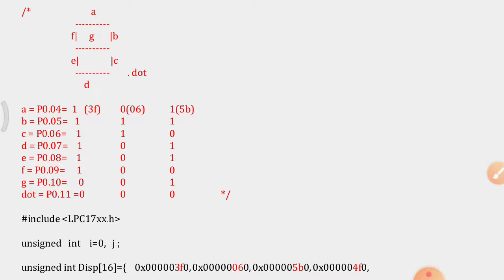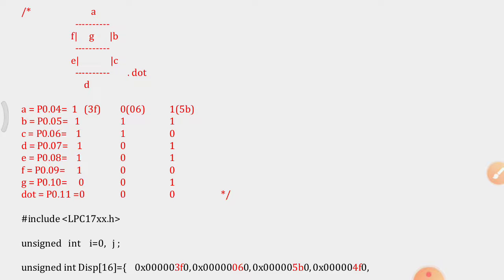To display 0, except G, we have to switch on all these pins: A, B, C, D, E, F. For that the binary number is going to be 0. The DP is always 0 here, by making P0.11 equal to 0 always. So G is equal to 0, P0.10 equal to 0 and the rest are all high. So the value is going to be 3F.